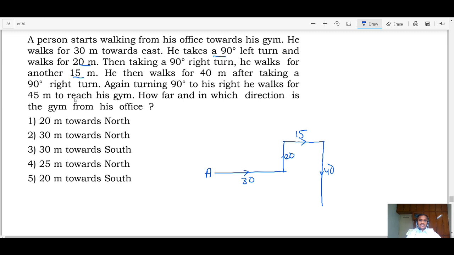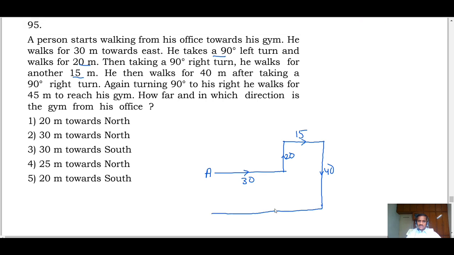Again turning to his right, he walks for 45 meters. From here, 45 meters towards his right hand side, and that person is exactly in the vertical position to this A, 45, because 30 plus 15 equals 45. Then to reach the gym, A is the starting point, his house, and B is the gym.